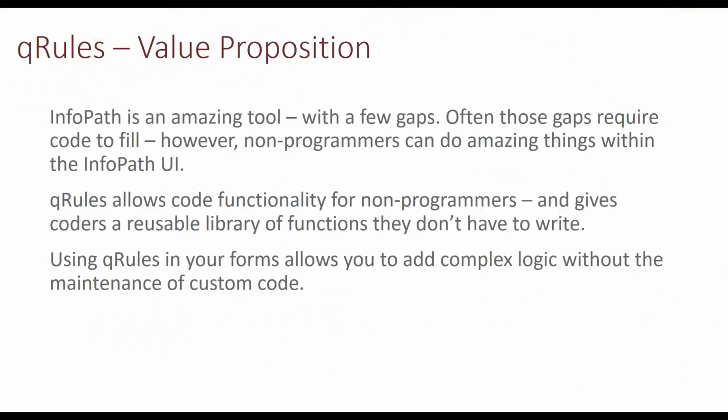The value proposition for qRules is simply that it allows us to fill some gaps that InfoPath doesn't fill out of the box. I mean, if you hang out on the InfoPath Dev Forum, or if you've worked much with InfoPath, there's some things that just feel like they're missing and have kind of felt like they were missing from the get-go. It's like, well, why can't I insert into a repeating group with a rule? Why can't I insert a repeating field with a rule? Why can't I delete a node with a rule? But it's just not there.